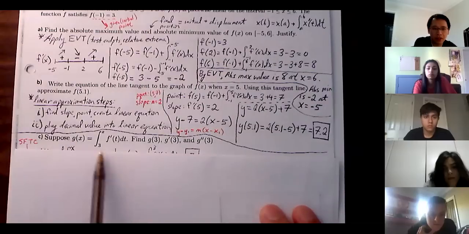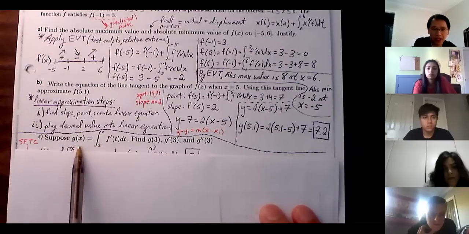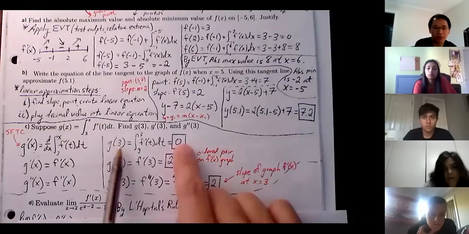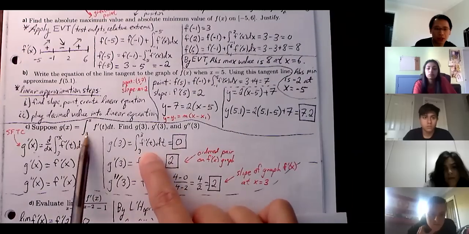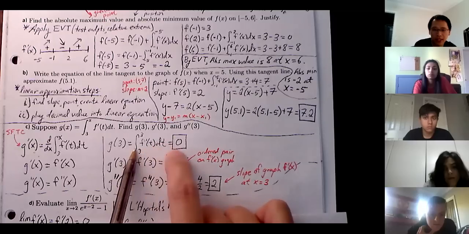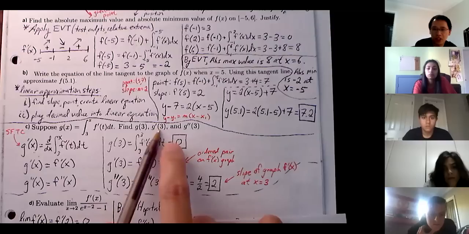part C, definite integral from 3 to x is defined as g of x. So if I want to find g of 3, I'm just going to plug this into my formula. So the definite integral from 3 to 3, note I haven't moved, right? If there's no movement and there's no area for me to find, that's just going to be equal to 0. Okay. The next step is finding g prime of 3.